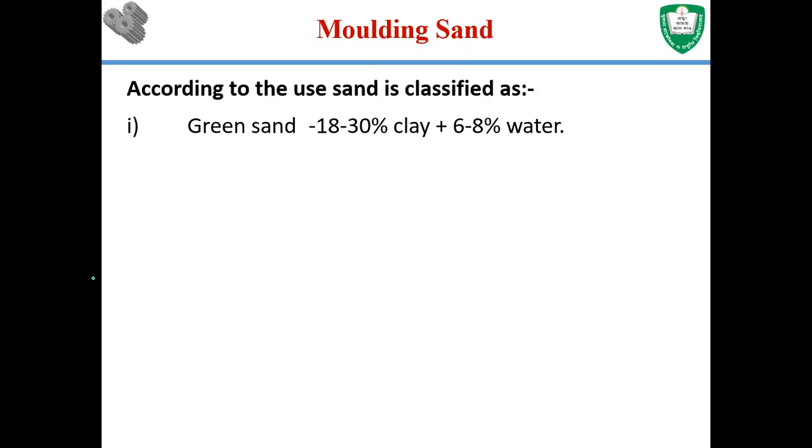And according to use, the sand is classified as, first one is green sand. Green sand actually contains 18 to 30% clay and 6 to 8% water with the sand particles. And dry sand has no moisture. When you dry up the green sand, that is called dry sand, and there will be no moisture in the dry sand.